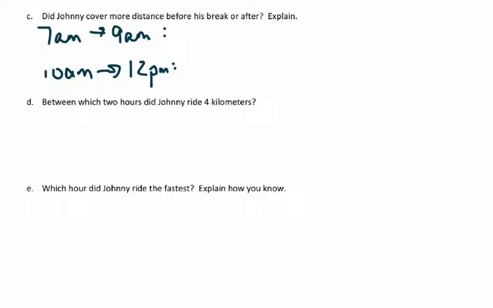Okay, so from 7 a.m. to 9 a.m. we have 10 kilometers. Then from 10 a.m. to 12, it should be 12 p.m. he rode from 14 kilometers to 20 kilometers. So the difference between that is going to be 6. Okay, so he covered more distance before his break, so between 7 a.m.